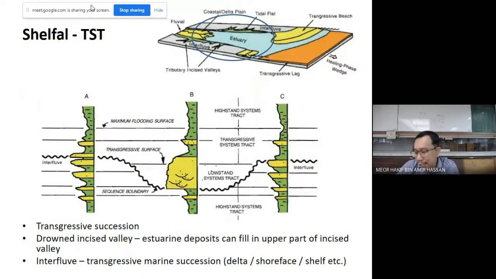Okay, so that's the low stand. Let's look at the TST, the transgressive systems tract. How is it expressed on the shelf? Macam mana rupa dia? Yeah. So the vertical succession is going to be transgressive.